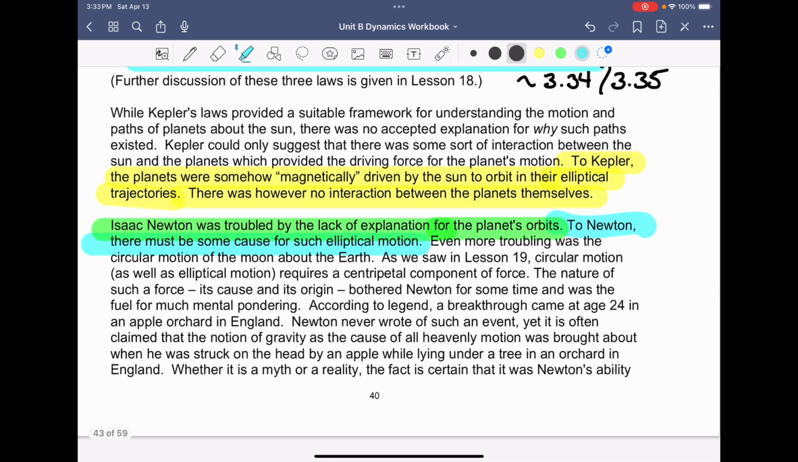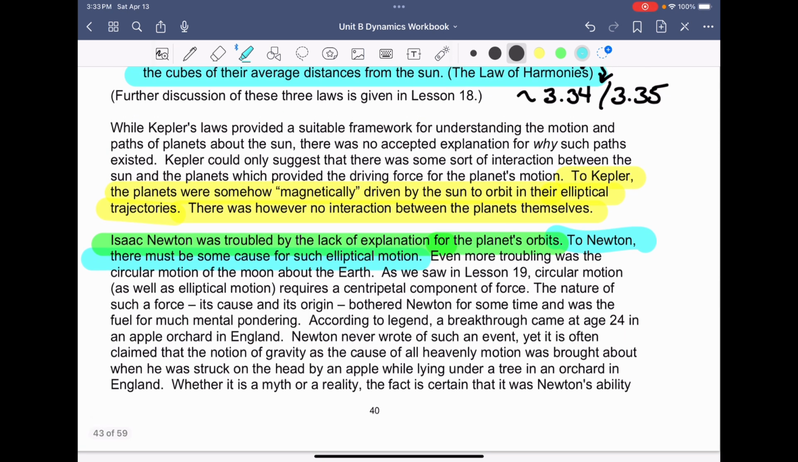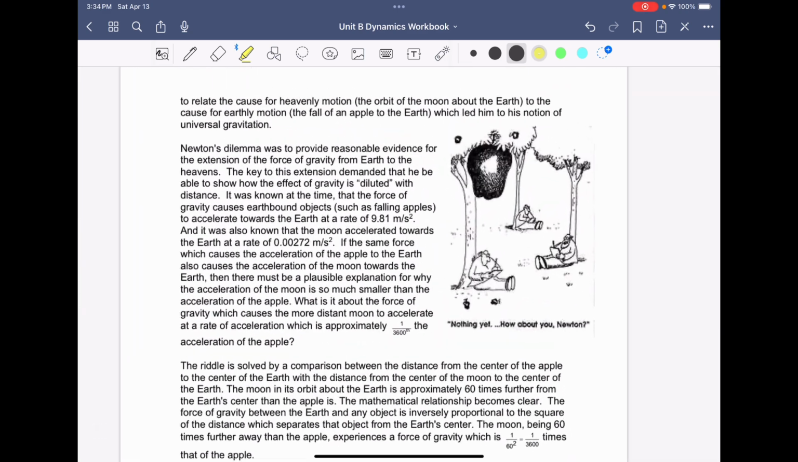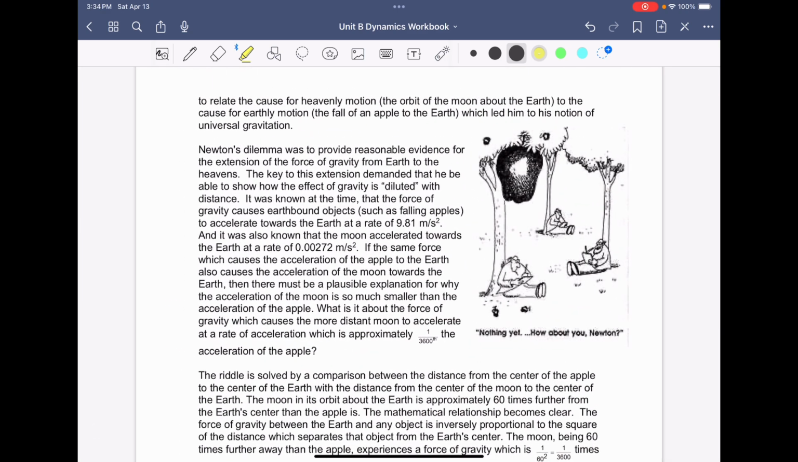Now, there's this myth story that's often told about Newton. At 24, he's in an apple orchard, and supposedly something happens where an apple comes down from the tree and strikes him in the head, and this is some sort of foundation for gravity and what gravity means. Well, we want to extend upon this, and where Newton really took this is less about that apple story.